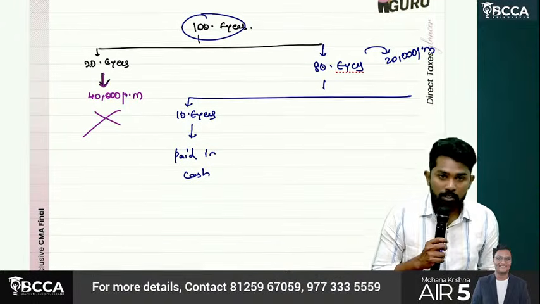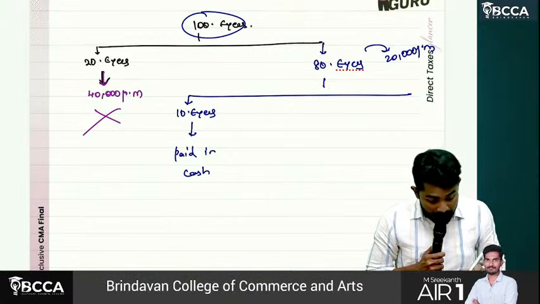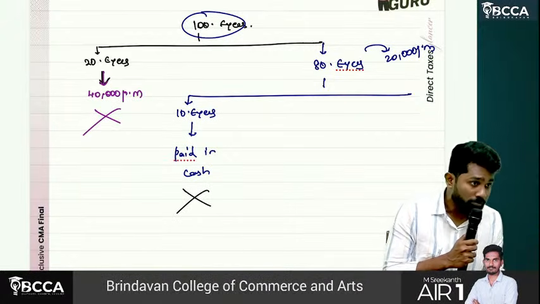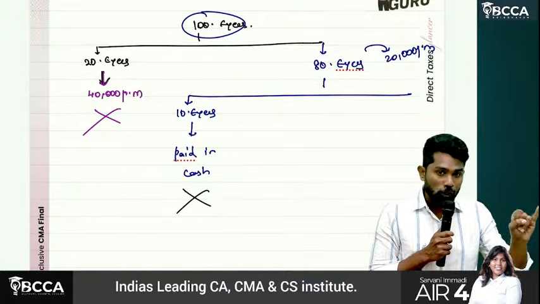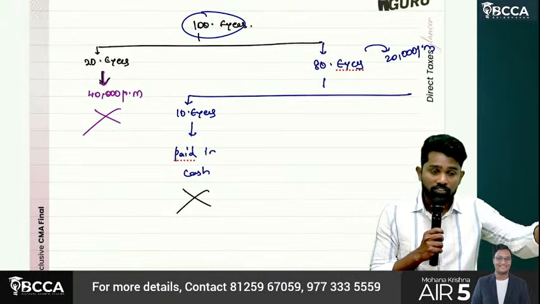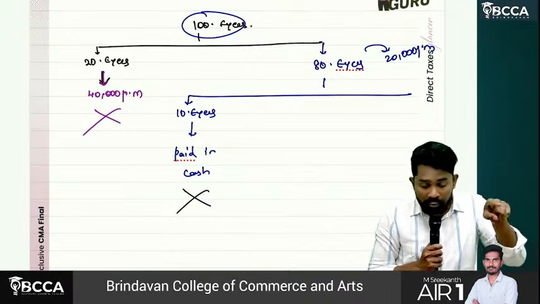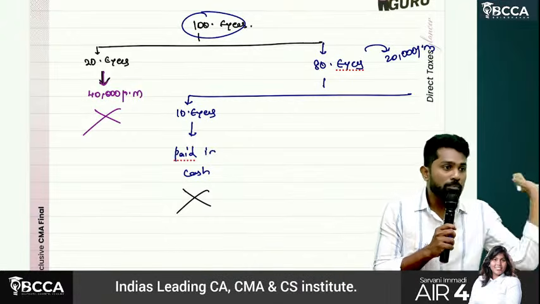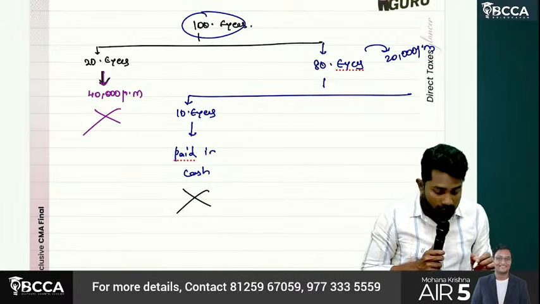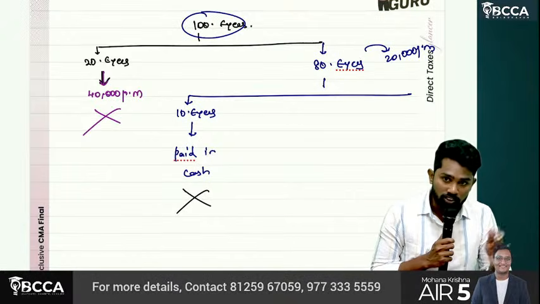Their salaries are paid in cash. If they are paid in other than specified modes, what are the specified modes? Account payee cheque, account payee draft, electronic clearing system. If the amount is paid through any mode other than these three, those employees are also ineligible. For these 10 employees, how is it paid, sir? Cash. So these are also ineligible.